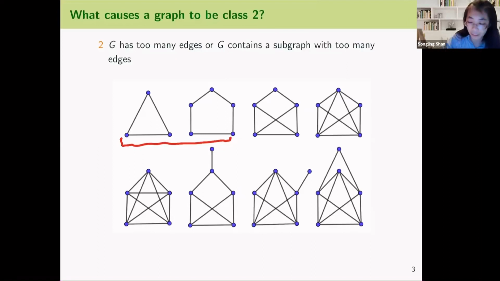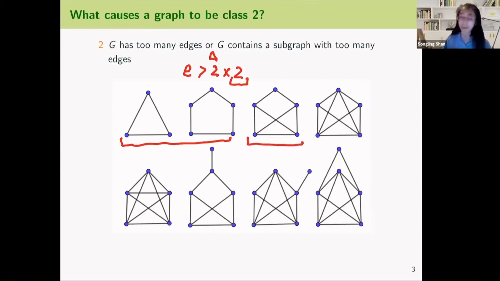So basically, the number of edges E here is bigger than 2 times 2, right? So 2 is the maximum degree, and this 2 is the size of a maximum matching. So again, we need to use 3 colors. And the same reason for this graph, right? The maximum degree is 3, and a maximum matching can only have size 2, and the number of edges E here is bigger than 3 times 2. So the same thing, we need to use 4 colors, and the same for this graph and this graph.